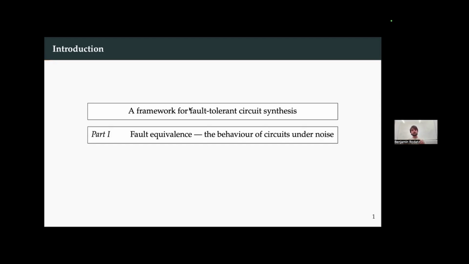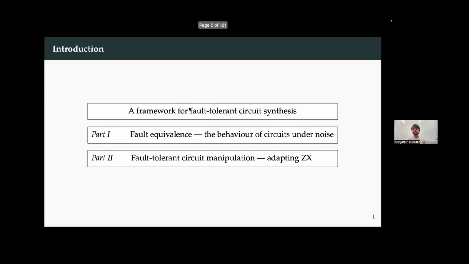And once having made that hopefully convincing case that fault equivalence is something that people already do care about, or at least should very much care about, we'll then adapt the ZX calculus to provide a framework through which we can actually manipulate circuits while preserving their behavior under noise.